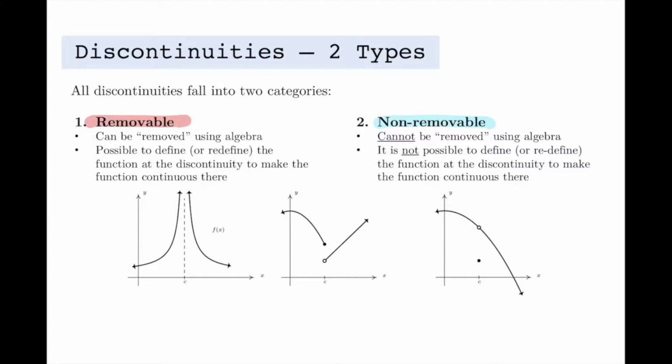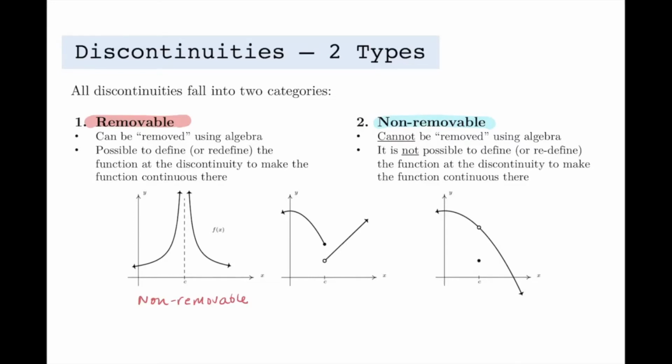In the first graph, we have a function that is absolutely discontinuous at x equals c because we have this vertical asymptote. We want to ask ourselves, is it possible to define or redefine the function value at x equals c and make the function be continuous, or be in one piece? And no matter where I define the y value at this point, here or maybe here or down here or way up here, the function is just completely separated and you can't connect it together. So this is an example of a non-removable discontinuity.